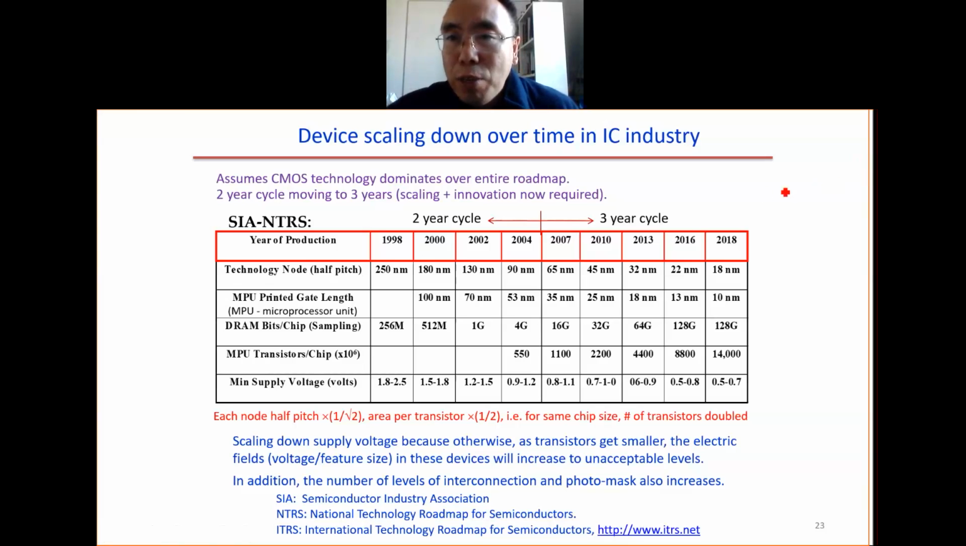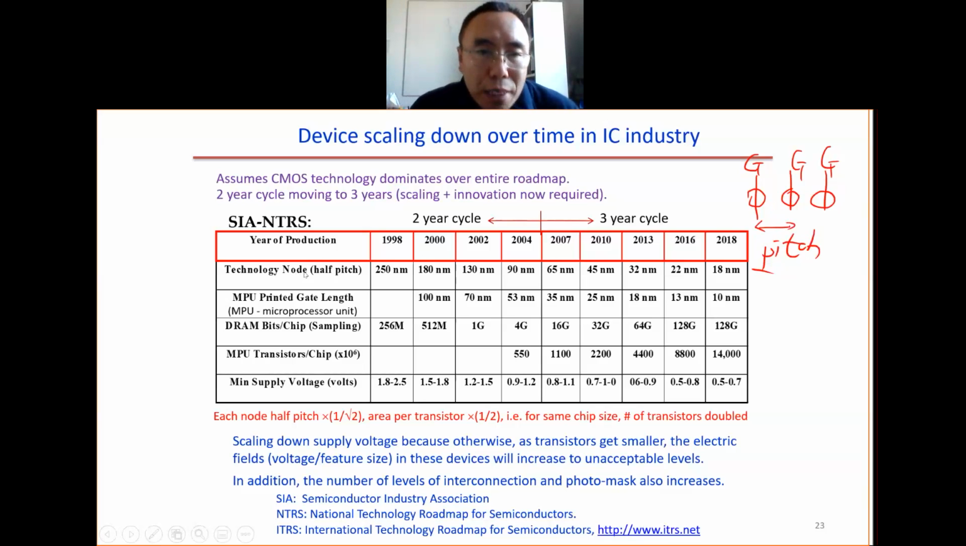That means if we have one transistor here, another transistor here, another transistor here, we can see this is the gate. So from here to here is the pitch. The half pitch means half the distance between different transistors. Here G means gate: gate for this transistor, gate for this transistor, and gate for this transistor. So we can see, in 1998, 250 nanometer node, then 180, we go down smaller and smaller.